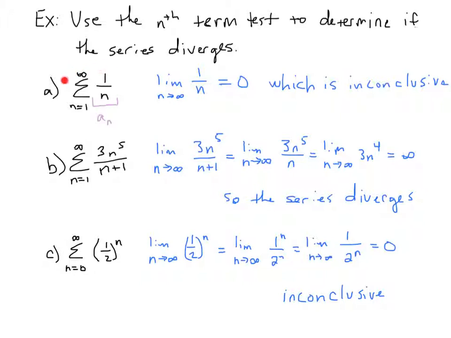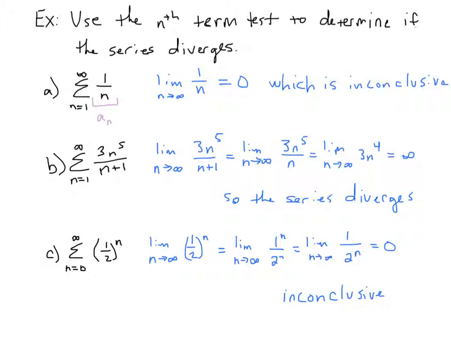In problem A, we have the series from n to infinity of 1 over n. And 1 over n is our a sub n, so that's what I want to take the limit of, whatever's after the summation. And n is going to infinity because our series was going to infinity. So the limit as n approaches infinity of 1 over n: if you plugged in infinity, you have 1 over something really huge, which is equal to 0. So that's inconclusive. I don't know if this series diverges or converges. I don't have enough information.